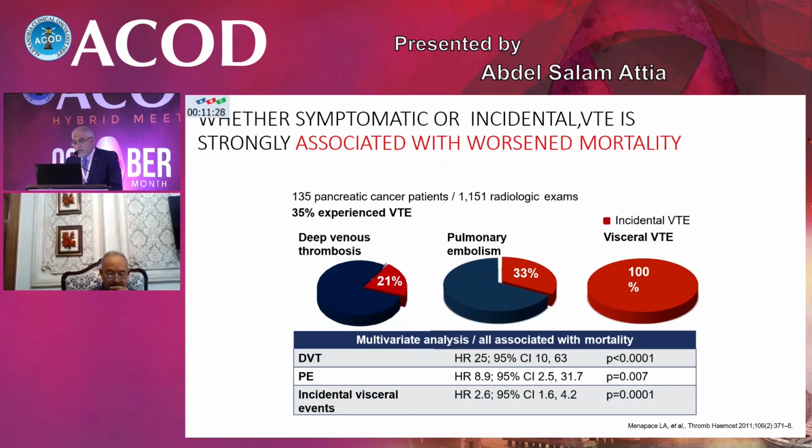Why should we treat them the same? This is a review of 135 pancreatic cancer patients with more than 1,000 radiologic examinations, and more than a third of the patients experienced venous thromboembolism. Deep vein thrombosis was in 20%, pulmonary embolism in exactly a third, and incidental visceral thromboembolism was found in about 100%. On multivariate analysis, mortality was associated with deep vein thrombosis with a hazard ratio of 25, pulmonary embolism 10, and the incidental visceral event about 2.6. So the risk is quite high whether it is found symptomatic or as an incidental finding.